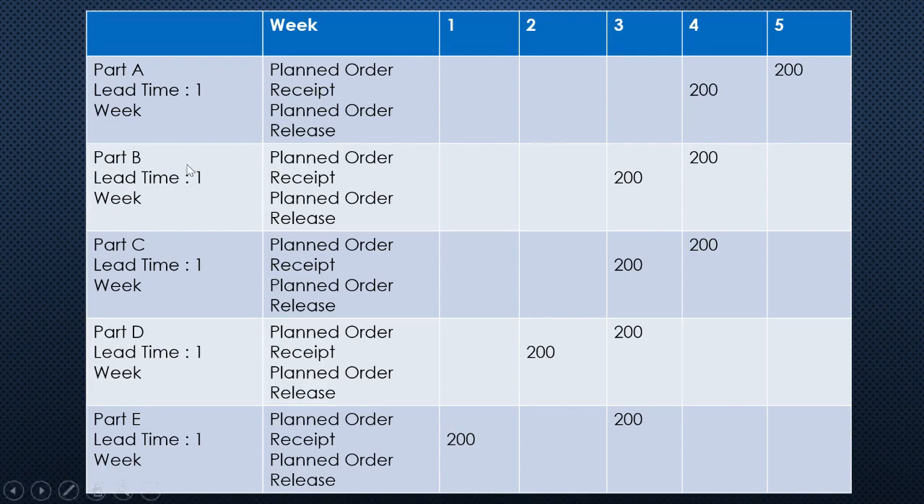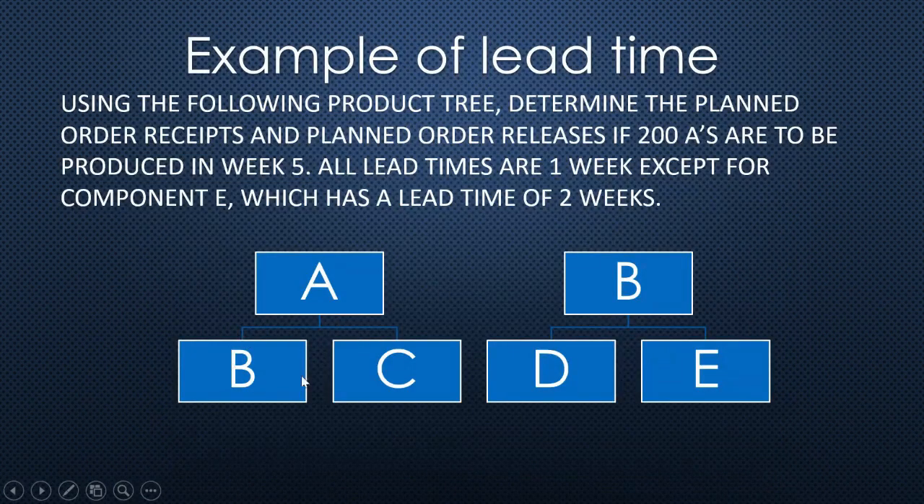Same goes for part B, part C, part D. It's all a 1 week lead time. So it needs to be ordered before the item is released. For example, for B over here, you can see we need to have 200 because A is under B as well.